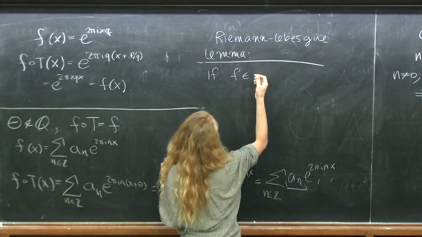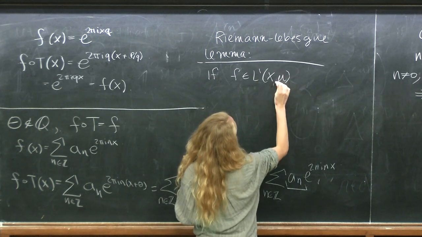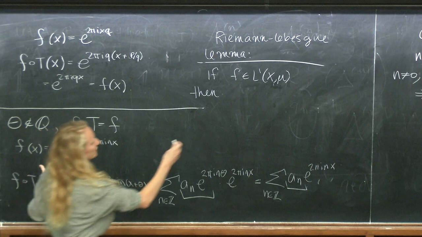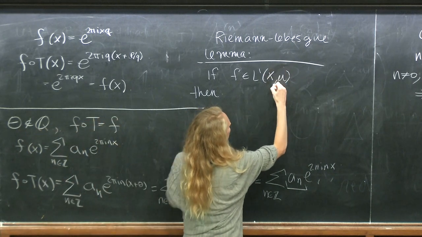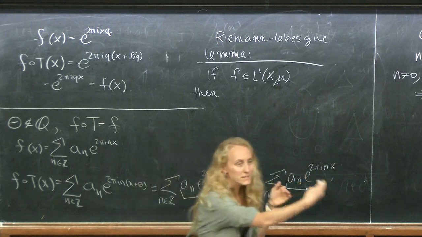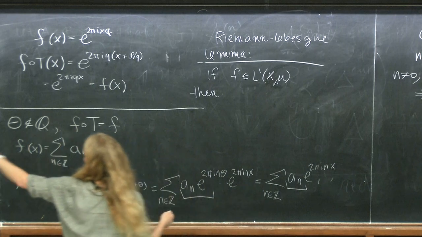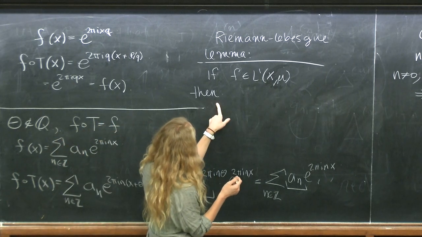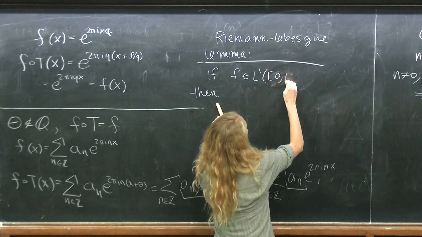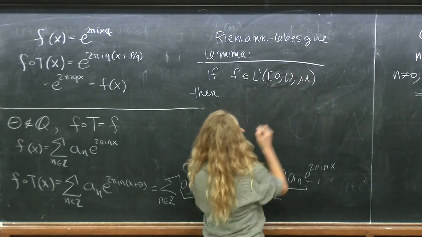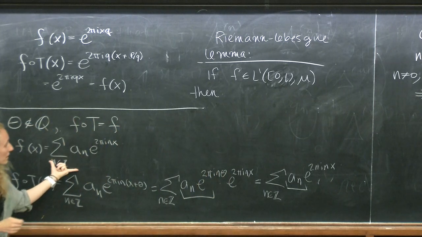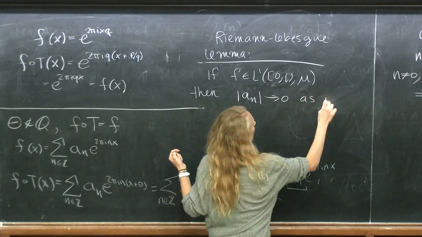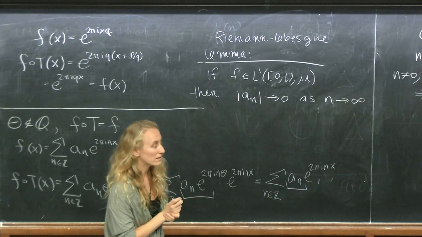If f is in L1 of X, mu, then I can write it like this. It has to be periodic in R, or it has to be from R mod Z to R. So I'm taking X, let's just say for our purposes, to be [0,1]. So function in L1, let me just put that here since this is what our example will be. 2x mod 1 on [0,1], Lebesgue measure mu. Then I write its Fourier expansion, and then you have the property that the modulus of the Fourier coefficients goes to 0 as n goes to infinity.